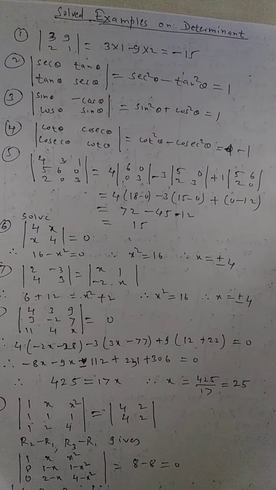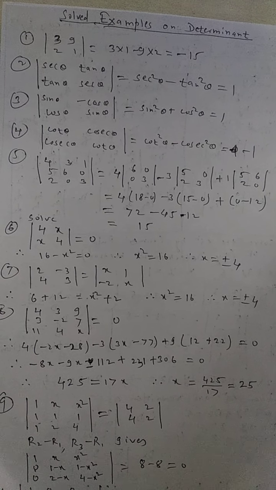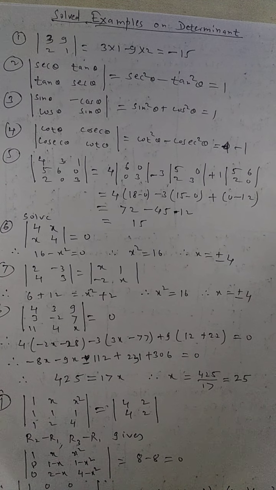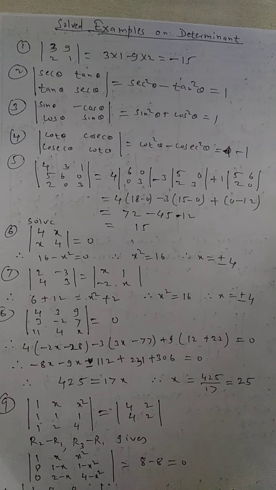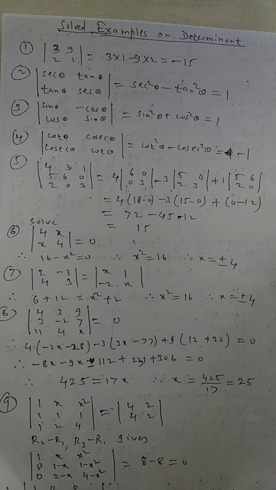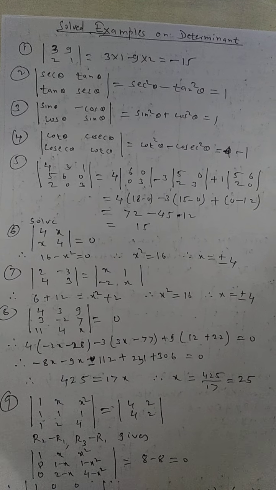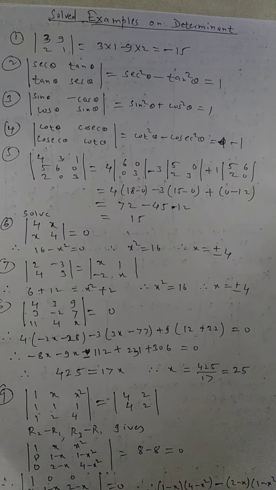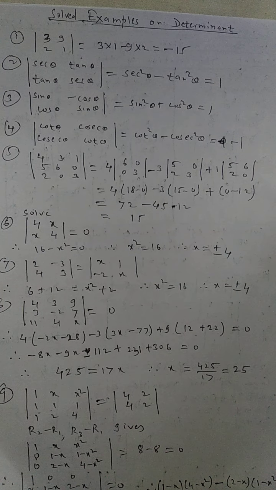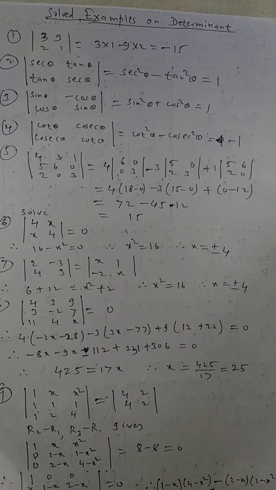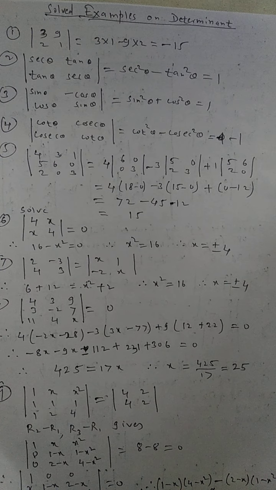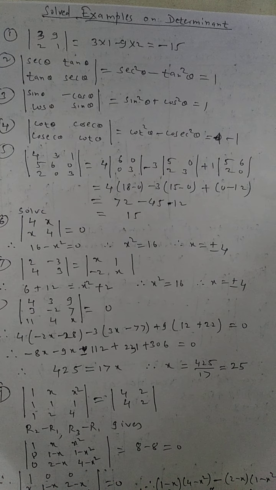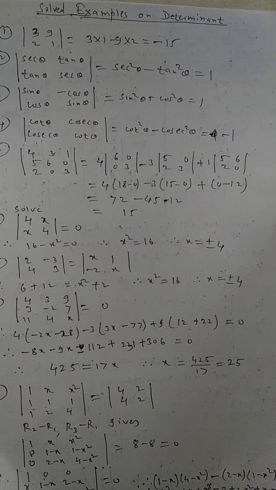Hello friends, in the last lecture we have seen some properties of determinant. So what are they? I will just revise some of the properties. If any two rows or any two columns of a determinant are identical, then the value of the determinant is 0. If all the elements of any row or any column of a determinant are 0, then the value of the determinant is 0.